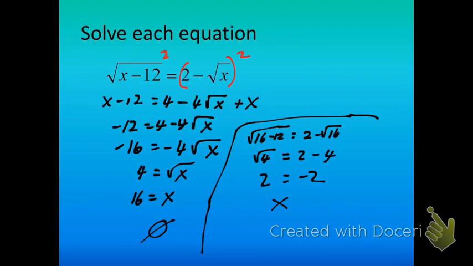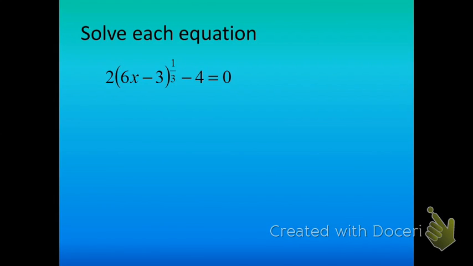So, like I said, I'm moving a little faster since this is, at the core, a solving equations lesson. So here we go with this. We have 2 times the quantity 6x minus 3, to the 1/3 power, minus 4 equals 0.